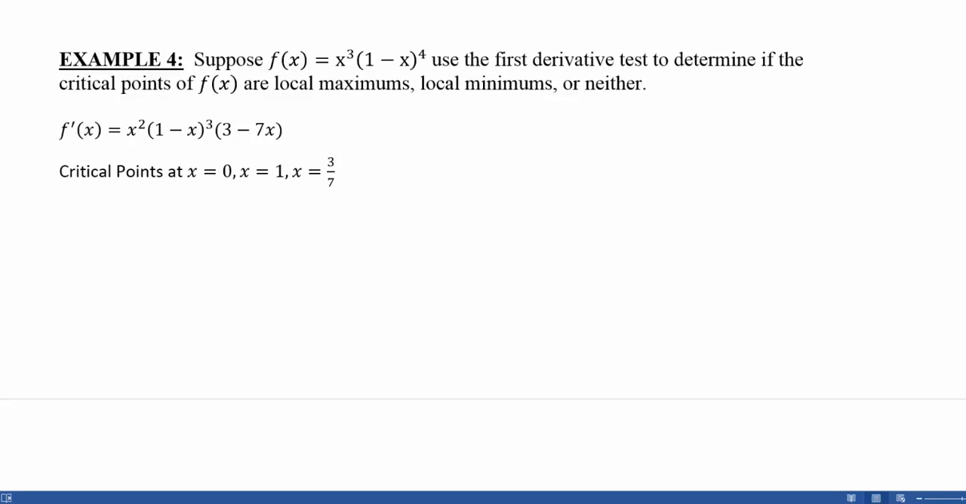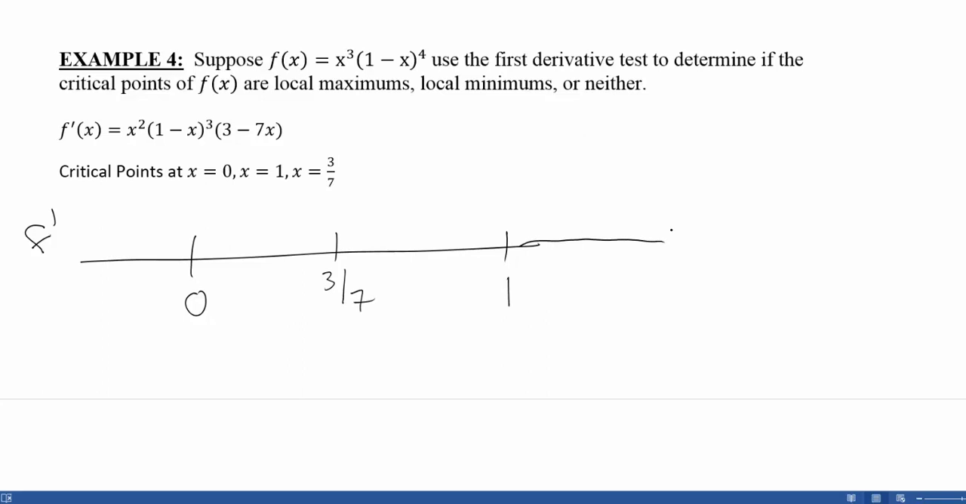So again, we want to take our critical points and lay them out on a number line so that we can examine the sign of the first derivative. Now we want to lay them out in order, which means we're going to do 0, and then 3/7, and then 1, since 3/7 is between 0 and 1. So now I know I want to test some points around these points.